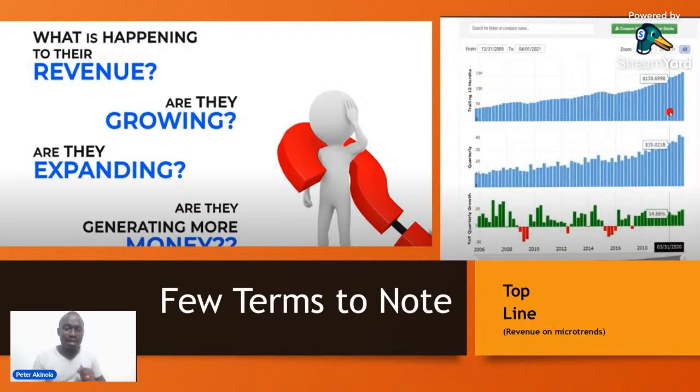So the next thing is top line. What do I mean by top line? For you to know what the top line is, just name the company. Let's say, for example, McDonald's revenue Microtrend. Type it on Google, and you will see all you need to know about their top line. What is happening to their revenue? You need to check their revenue growth. Are they growing? Are they expanding? Are they generating more money? Or are they having issues like Alibaba had at some point? You need to understand all of these things before you just put your money in any organization.